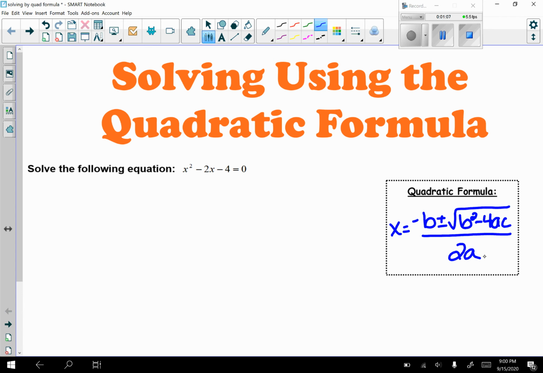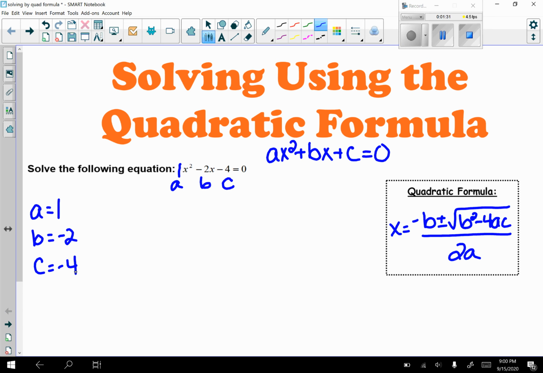So a quadratic equation is always in the form ax squared plus bx plus c equals 0. So once it's set equal to 0, and we're in standard form, it's alphabetical order. So my a is 1, my b is negative 2, and my c is negative 4 here.